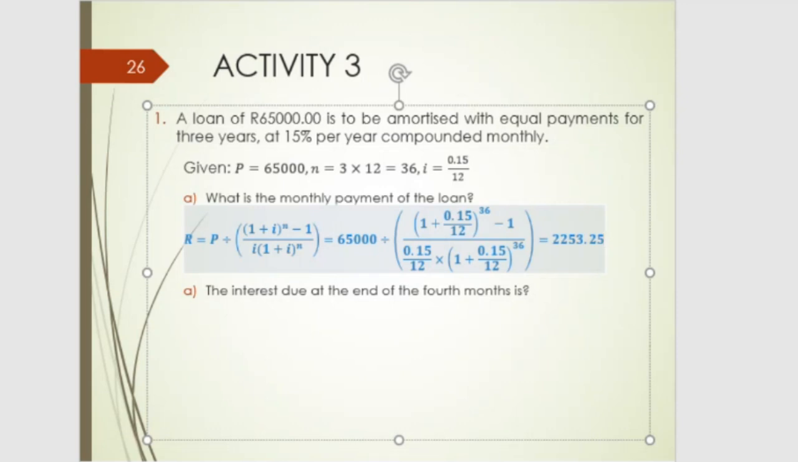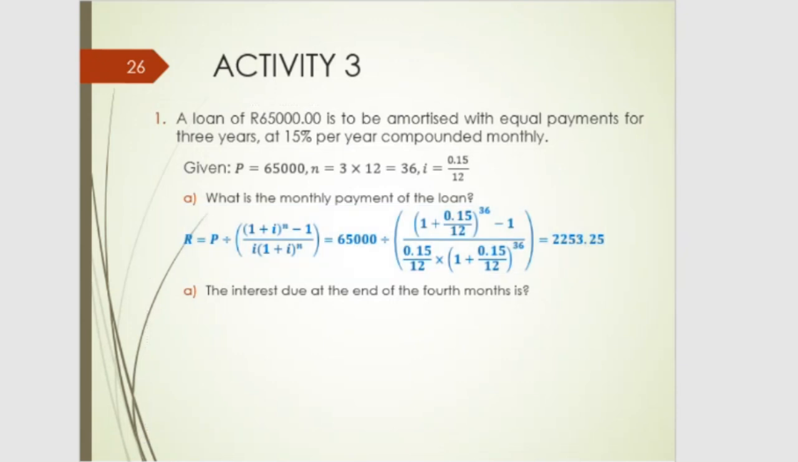All right, the second part: what will be the interest due at the end of the fourth month? So for you to be able to do this one, you can use an amortization table to do this. Unless maybe someone can tell me if you can do it. Yes, I think you can also do it using a financial calculator to get the interest due at the end of the fourth month.